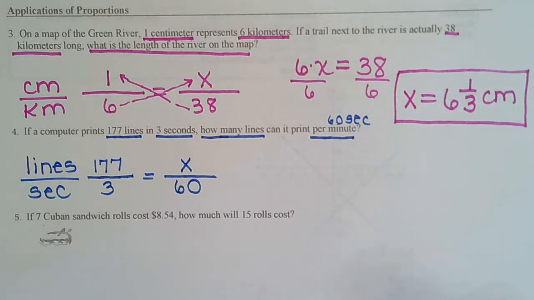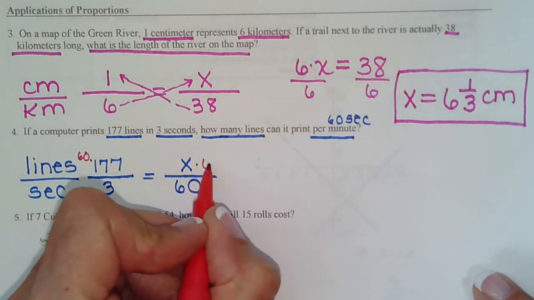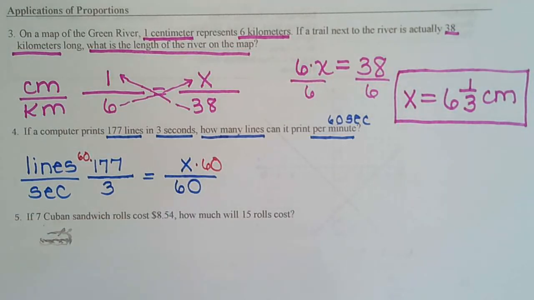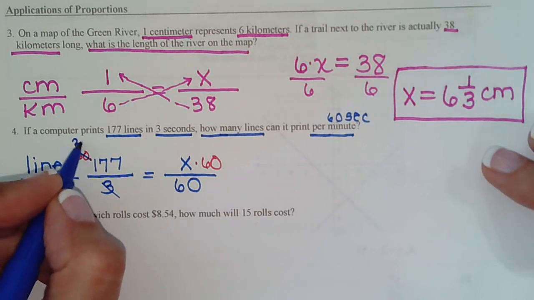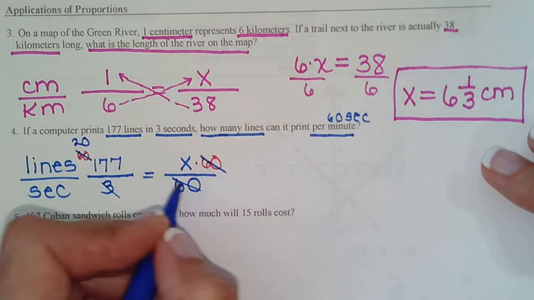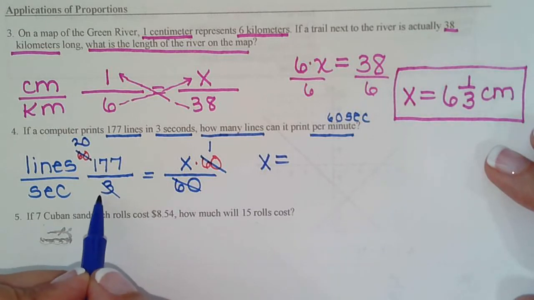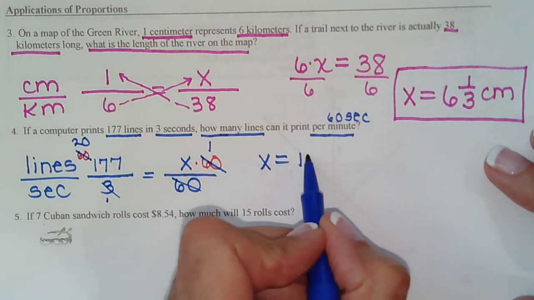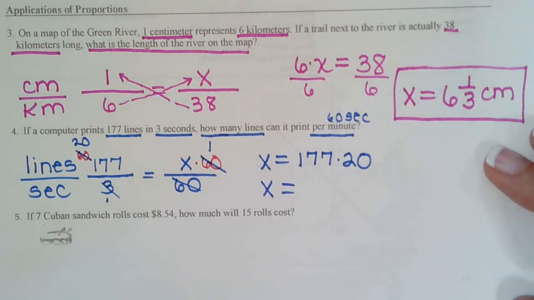And so let's do LCD this time, since we did setting the cross products equal there. So LCD. 3 and 60 both go into 60, right? So I could multiply this side by 60 and this side by 60. So we see 3 goes into 60 20 times. And here 60 divided by 60 is 1. So we get X equals, what's left over here, 177 times 20. So type that in your calculator and you're done.